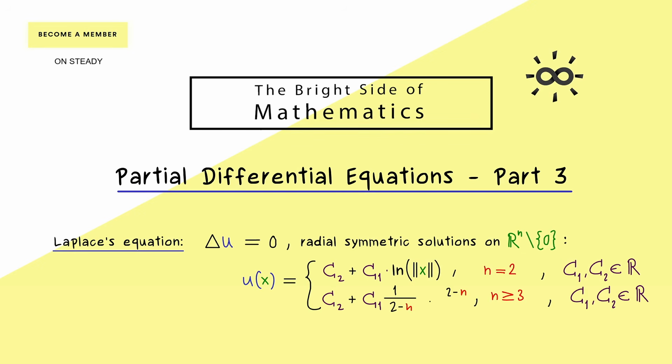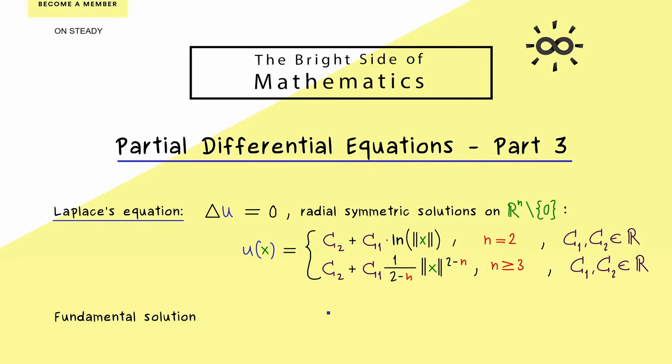So as you can see here, only the dimension 2 is the special case because all the other dimensions can be put into the norm of x to the power 2 minus n. This means changing that to a positive power, we always have the norm of x in the denominator. Okay, so this is the necessary result that we get if we want to have a radial symmetric solution, and this is what we can use to define the fundamental solution.